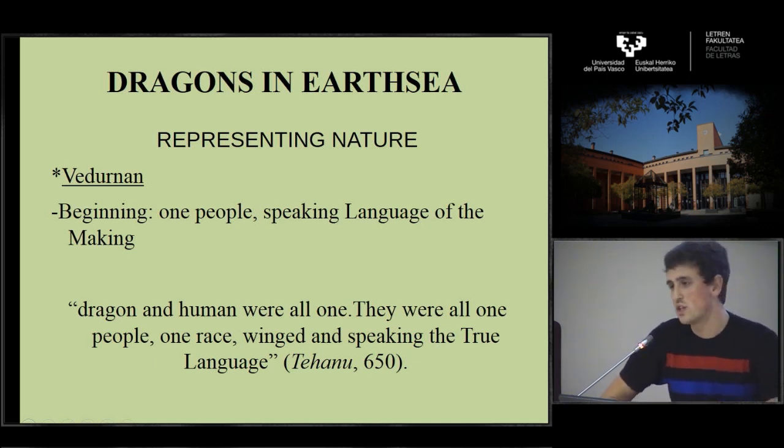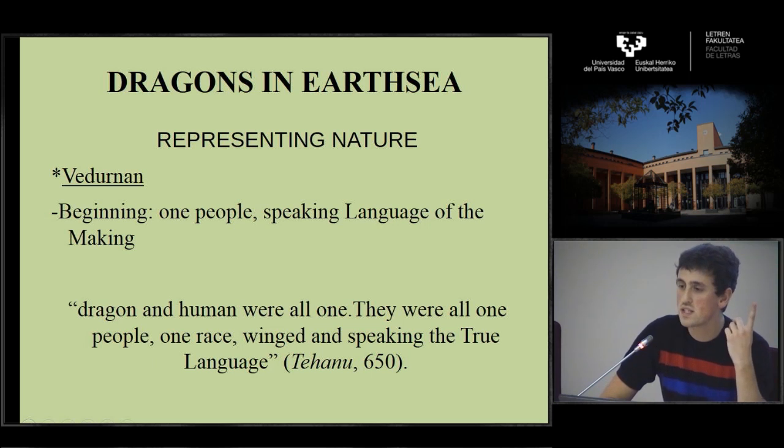So, about the creation of Earthsea, we are told that there was a god creator called Segoi, who by speaking the language of the making created both the earth, the land, and the seas of Earthsea. We're also told that at the very beginning, there was just one race, composed of both humans and dragons, who spoke this very same language of the making. As you can see in this quotation, it says that dragon and human were all one. They were all one people, one race, winged and speaking the true language.